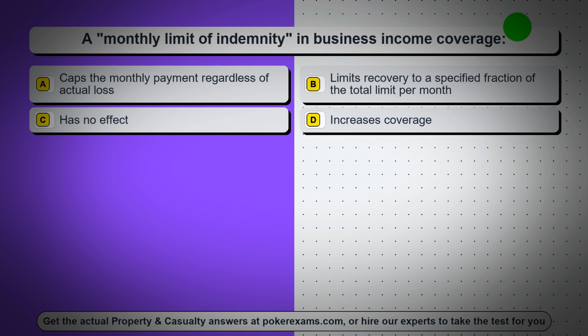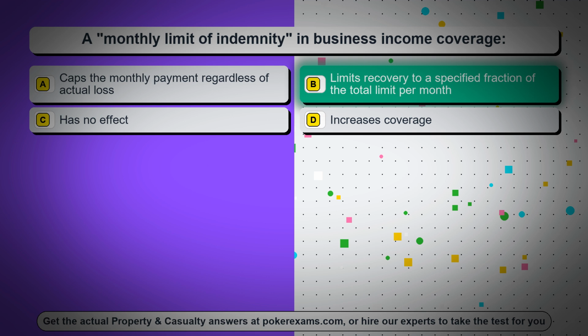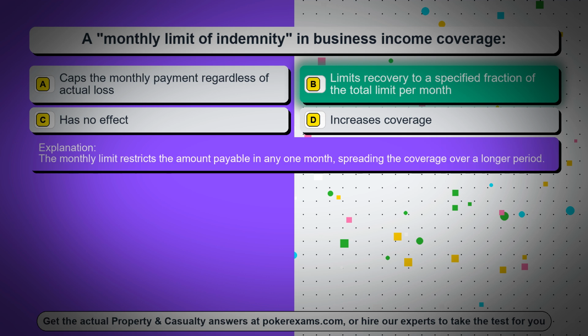Question 59. A monthly limit of indemnity in business income coverage: Option A, caps the monthly payment regardless of actual loss. Option B, limits recovery to a specified fraction of the total limit per month. Option C, has no effect. Option D, increases coverage. The correct answer is option B, limits recovery to a specified fraction of the total limit per month. The monthly limit restricts the amount payable in any one month, spreading the coverage over a longer period.